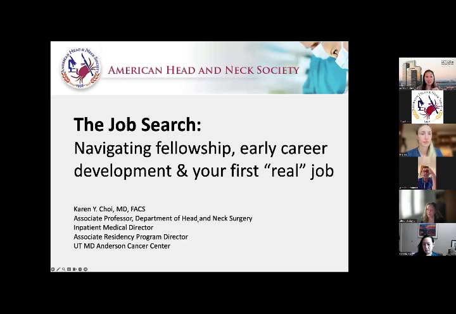So I'm really excited about this panel because it's something that I wish I had when I was a fellow. So I think it's really great that the CDMS and AHNS is doing it now. We have a really great group of surgeons ranging anywhere between early to mid-career, and we have a broad range of practice types and career development paths. So I'm really looking forward to this panel to share our experiences and insights we've gained on these topics: navigating fellowship, how to develop your career early on, and really what to look for while you're thinking about your first quote unquote real job.